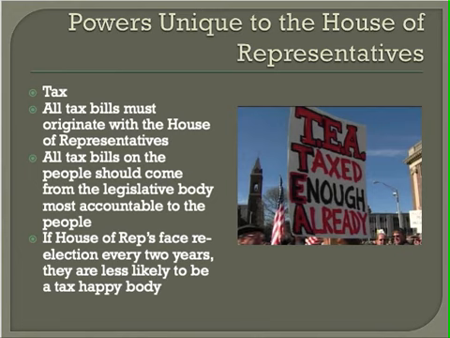Some of the powers that are only allowed in the House are the power to tax. Tax bills originate in the House because they see that the House is closer to the people. So the people have a little bit more say by electing an official that lives in their area and could be closer to the people. And also they say it should come from the legislative body because those are the people that we elect. And the biggest thing about the 2-year election for the House is that if you are trying to get re-elected, you're probably not going to continue to pass more and more taxes on the people.